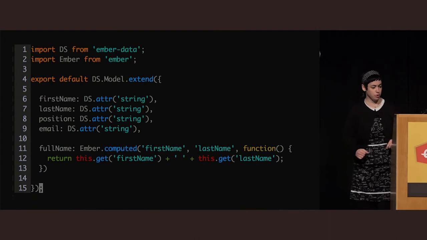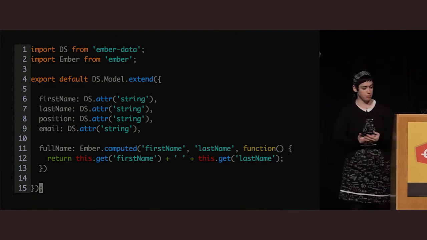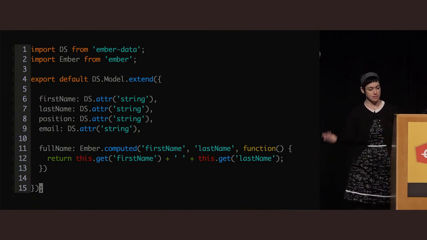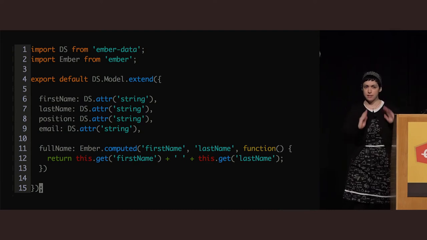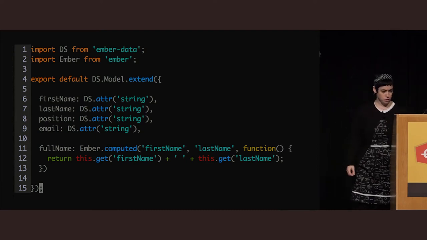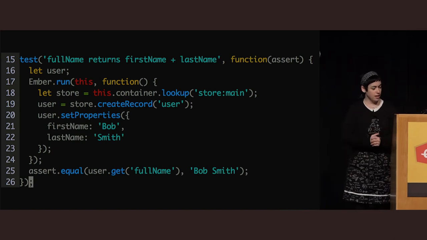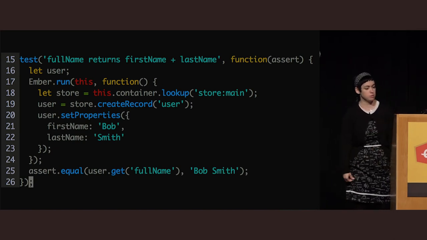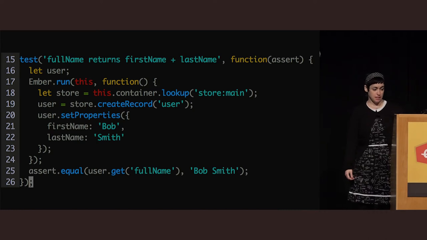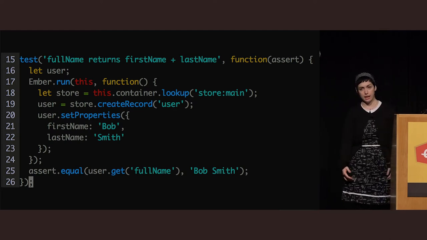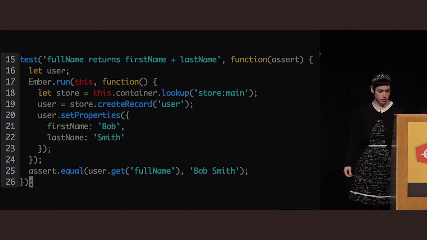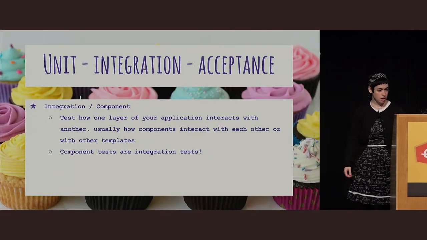So to give you an example, we have this super basic computed property, full name, which just takes first name, last name, and concatenates them with a nice space in the middle. Super basic, so we're just going to write a little unit test for that. That full name returns first name and last name. So we're just making a user, setting the first and last name properties to Bob Smith, and then we're asserting that when we call user get full name, we get Bob Smith as expected. So that's an example of a unit test.